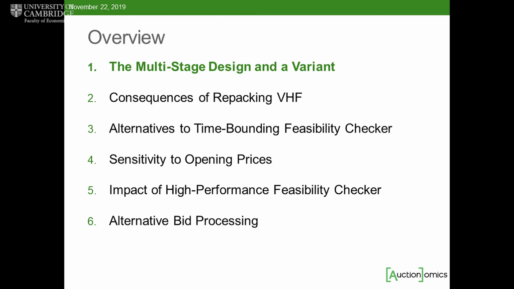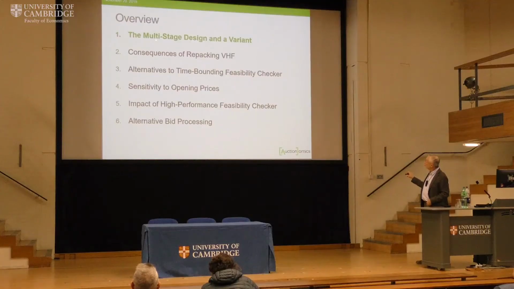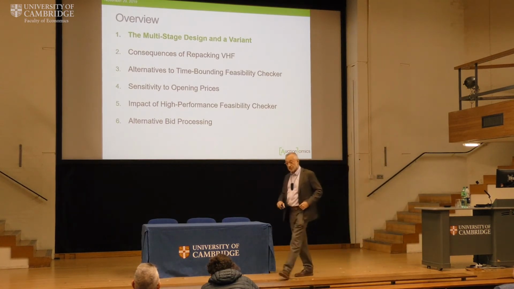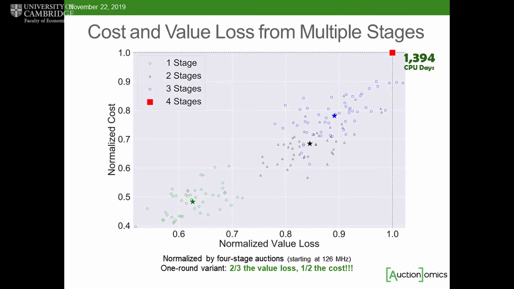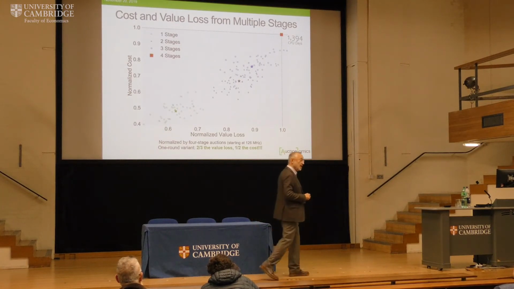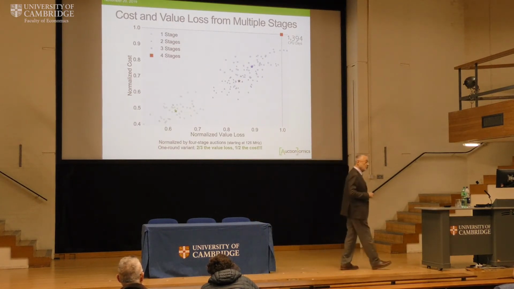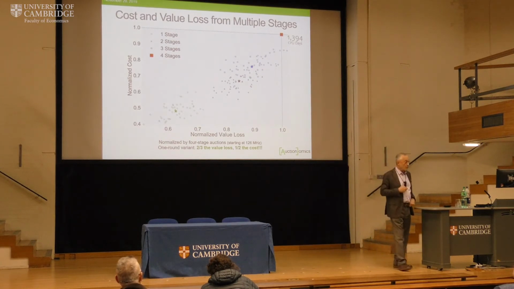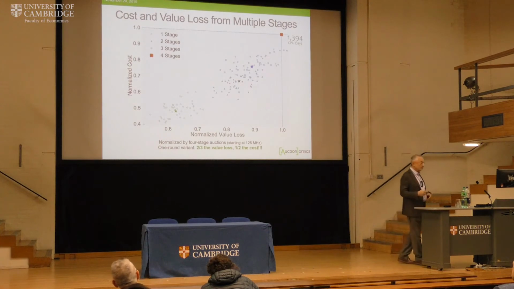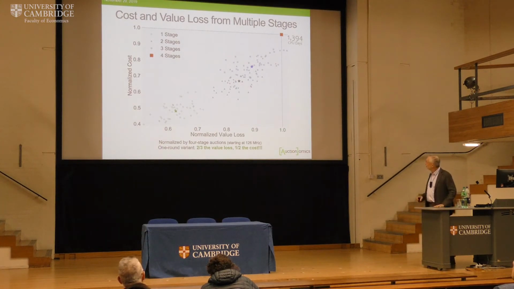Okay, and we're going to talk about 6 things. The first thing we're going to talk about is the multi-stage design. What did it cost us to go through a whole sequence of stages? These simulations are very expensive. The simulations reported here are almost 1,400 CPU days of computation to do just the simulations reported on this one graph. So these are very computationally intensive.